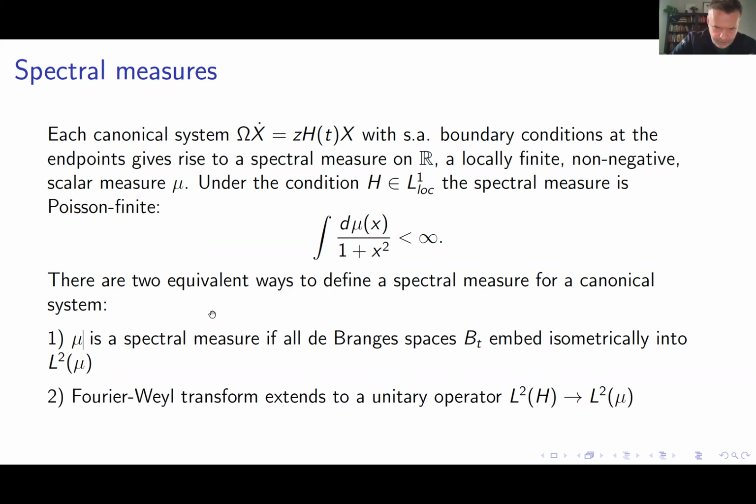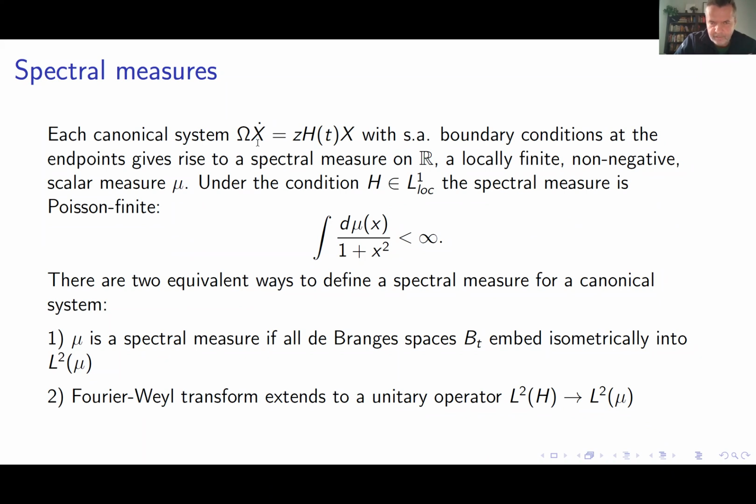The second definition is that the Fourier-Weyl transform extends to a unitary operator from L2 of H to L2 of mu. So what is the connection of these two definitions, which are equivalent, and the spectral measure from the spectral theorem for normal operators? Well, this is something that I already mentioned. If H of t is invertible, we can multiply both sides by H inverse, and then we will have the equation H inverse omega x dot equals Zx.